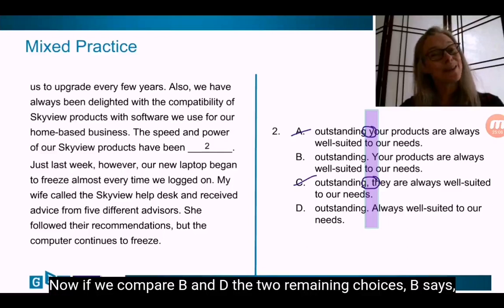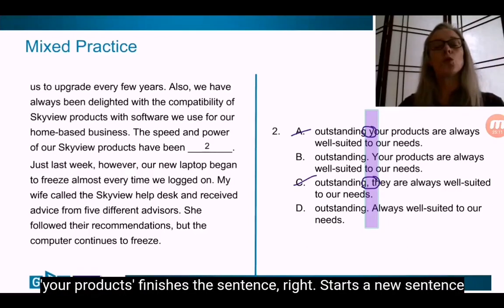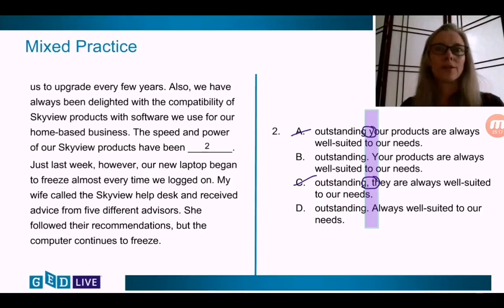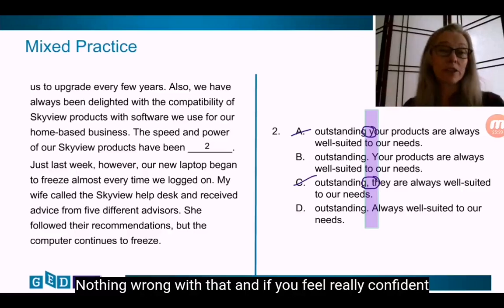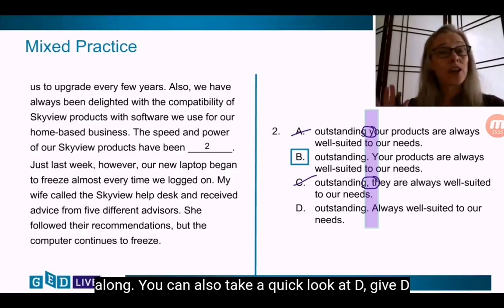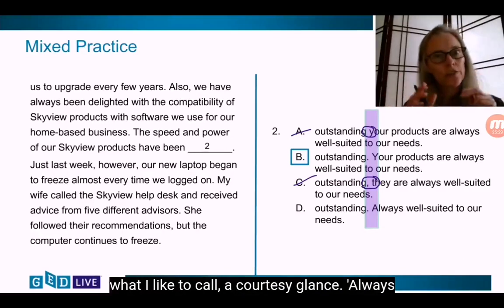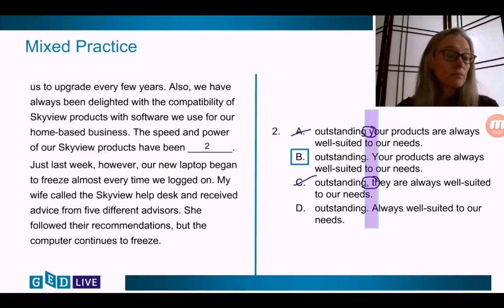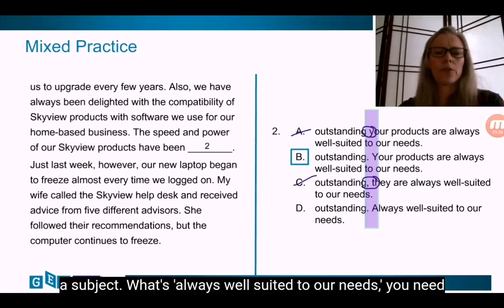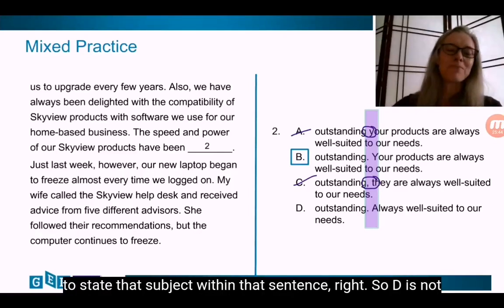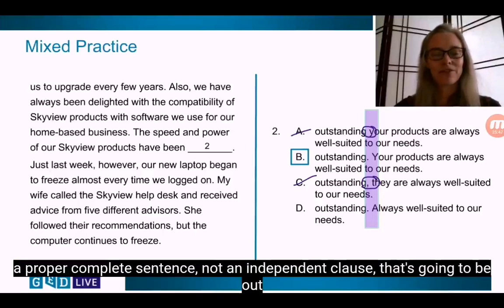Now, if we compare B and D, the two remaining choices, B finishes the sentence with "your products" and starts a new sentence: your products are always well suited to our needs. Nothing wrong with that, and if you feel really confident about that, you may choose that and move right along. You can also take a quick look at D. Give D what I like to call a courtesy glance. Always well suited to our needs. This is missing a subject. What's always well suited to our needs? You need to state that subject within that sentence. So D is not a proper, complete sentence, not an independent clause. That's going to be out as well.